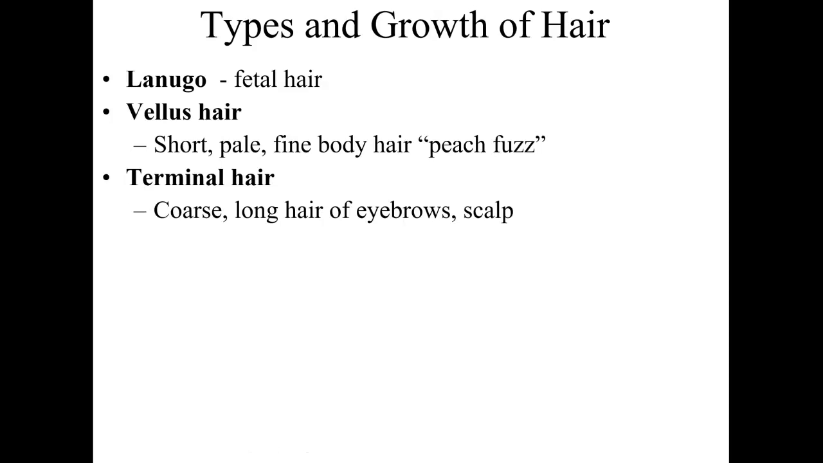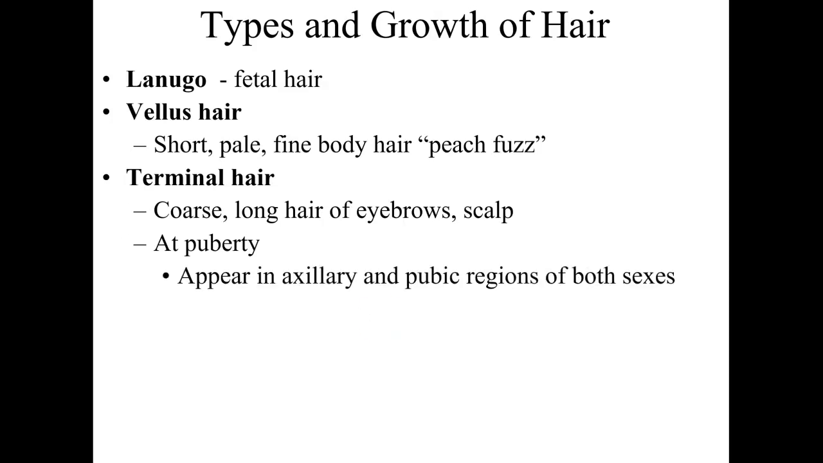Sorry, going backwards. Terminal hairs are going to be hairs that are coarse, long hair of eyebrows, hair that's found on the scalp, things like that, and eyelashes. These terminal hairs tend to start growing in more places throughout the body, like underneath the underarms and in the pubic regions at puberty. They appear, like we said, in the axillary areas under the arms. They also start to appear on the face and neck of males at puberty, so that's when they need to start shaving.